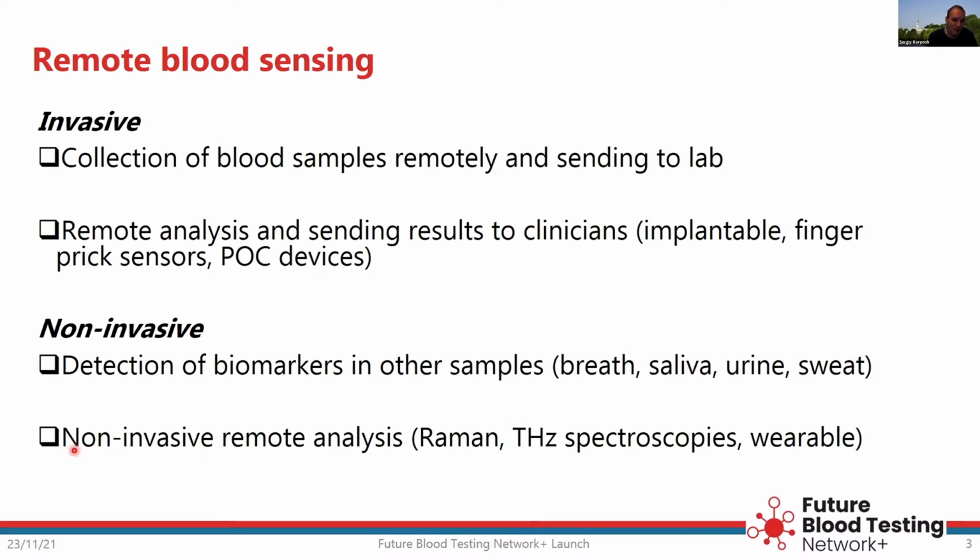The other approach is non-invasive remote analysis using spectroscopy or wearable sensors. We have examples of blood pressure measurements or heart rate measurements using certain smartwatches or wearable technologies that enable us to obtain this information. But these are mainly about blood pressure and heart rate, rather than chemical composition.